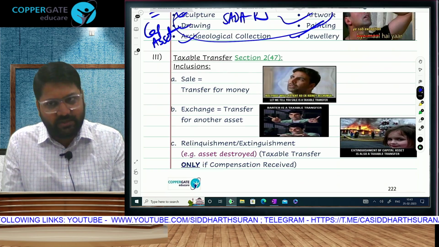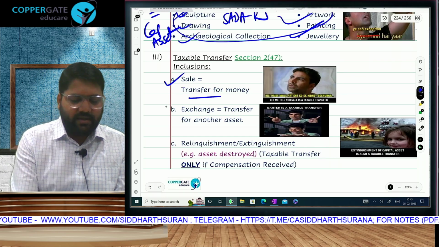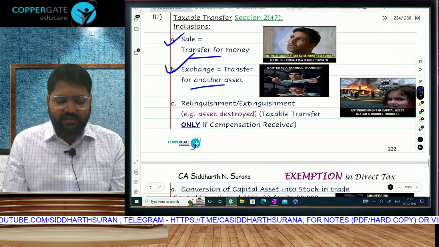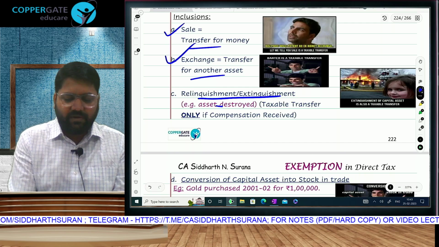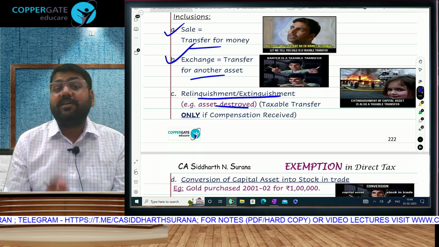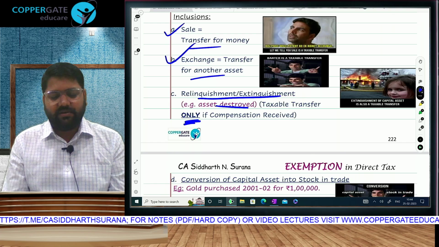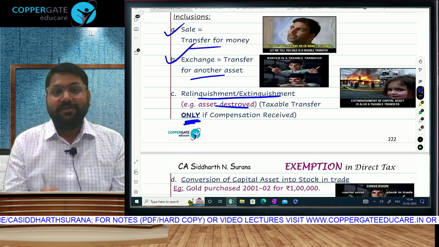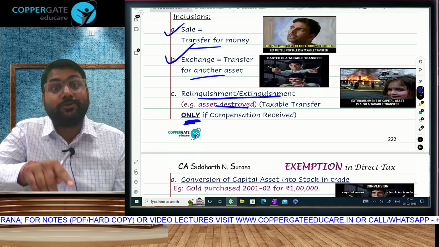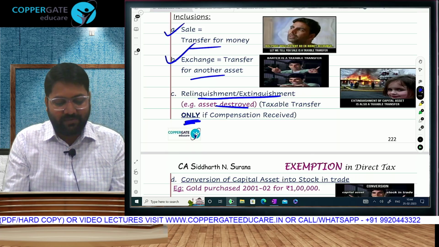But capital gain will arise only if there is a taxable transfer. So what is a taxable transfer? When you sell something, transfer for money. Exchange, barter: give one asset, receive another asset. That is also going to be treated as taxable transfer. Relinquishment or extinguishment. For example, an asset is destroyed, so your right over the asset is extinguished. But this is a transfer only if you have received some compensation. Only if you receive some compensation will it be treated as a transfer, because if there is no compensation, then there is no selling price and it will be a loss. So it is excluded so that the loss is not created. If there is gain, it will be created; loss will not be created.